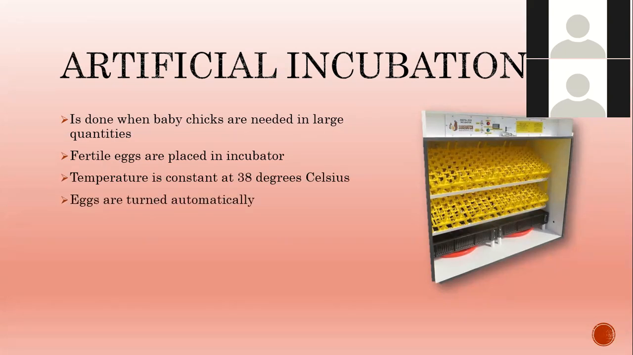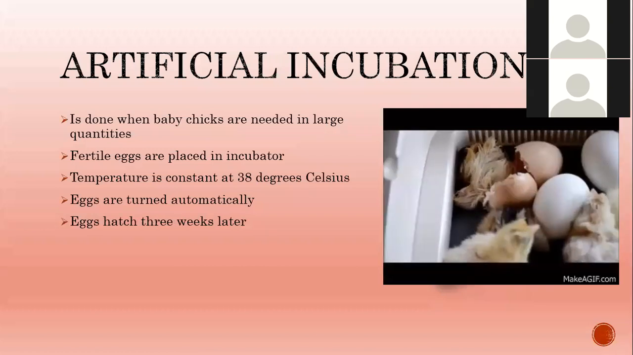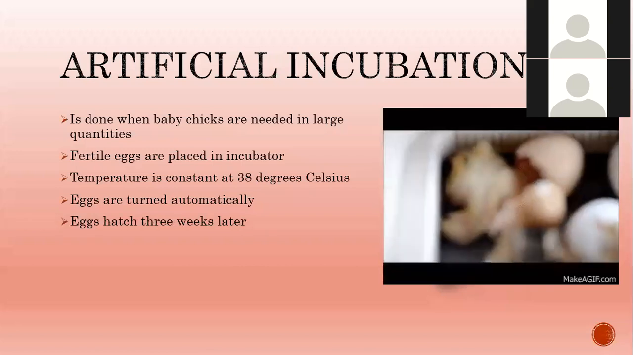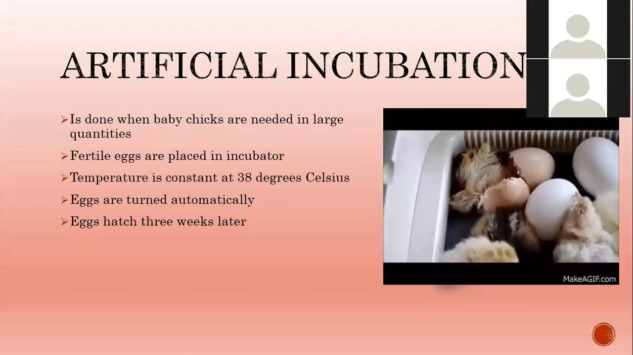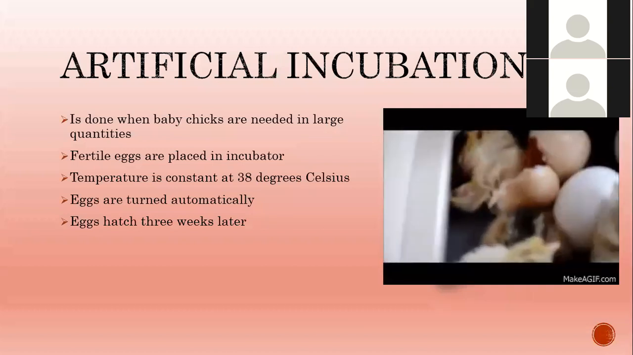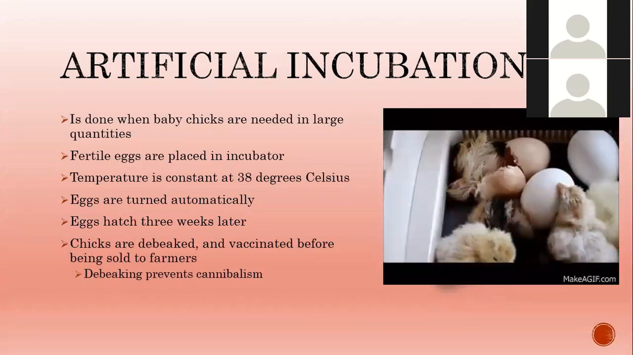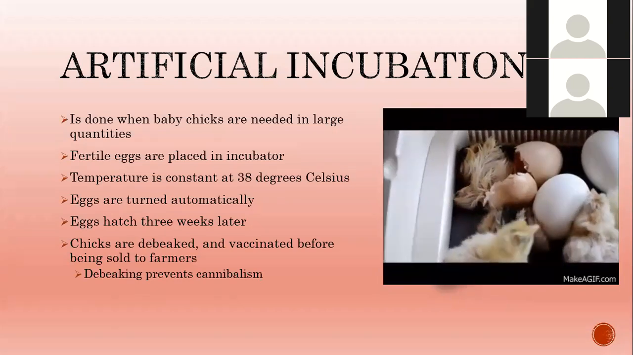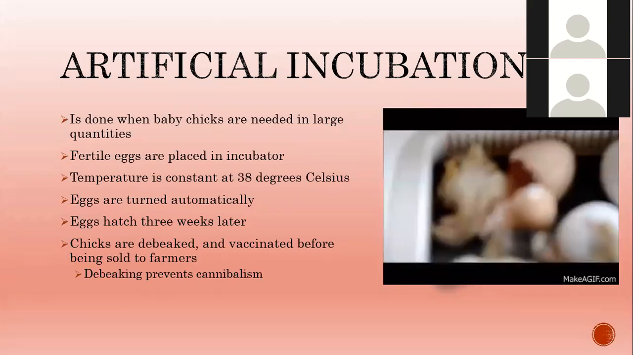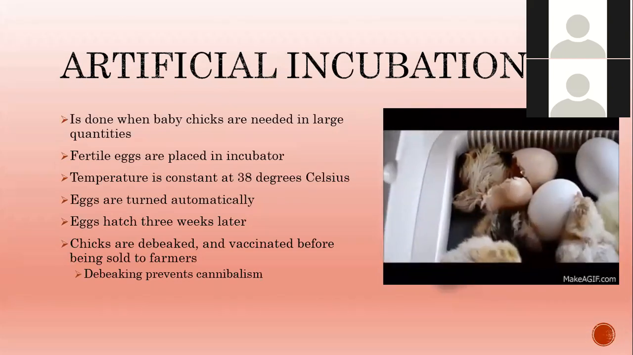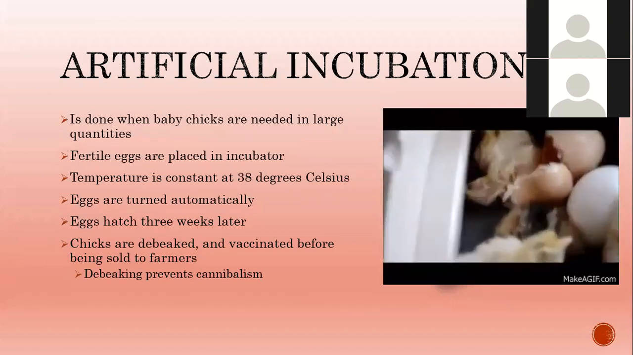And the eggs are turned automatically. So inside of this incubator, the eggs will turn. The eggs will hatch after 21 days or 3 weeks, very similar to natural incubation. And the chicks, they are debeaked. Debeaked means that they would remove a section of their beak, and then they will vaccinate the chickens.